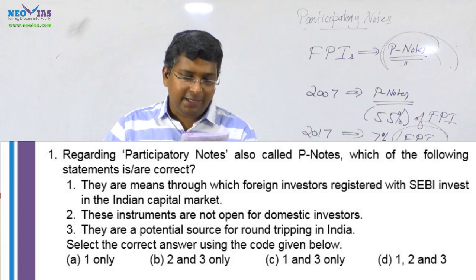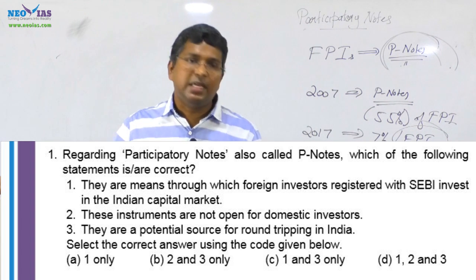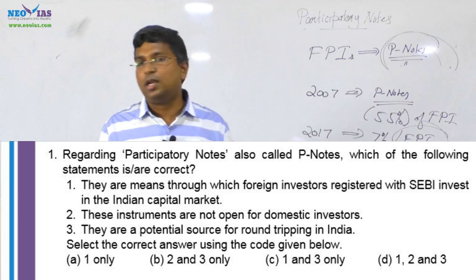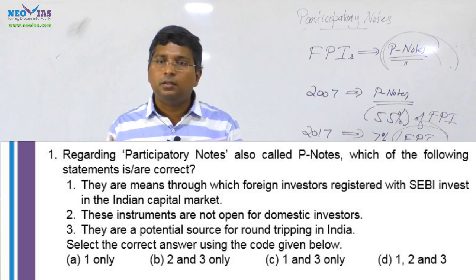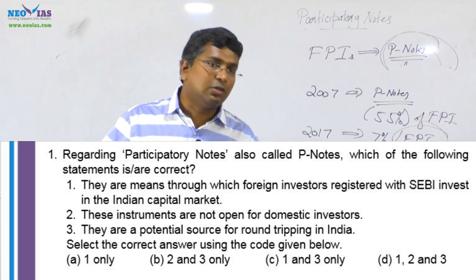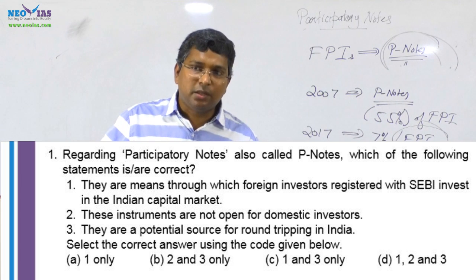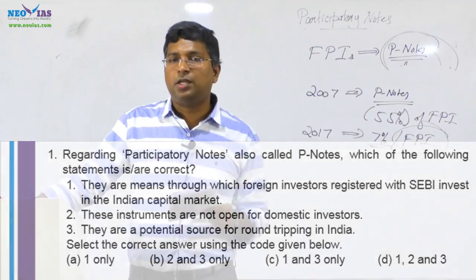Now we will see the second statement: these instruments are not open for domestic investors. Yes, participatory notes are not open for domestic investors. That statement is correct. What about the third statement? They are a potential source for round tripping in India. Yes, they are. It's a major criticism about participatory notes. So the answer is B, 2 and 3 only.